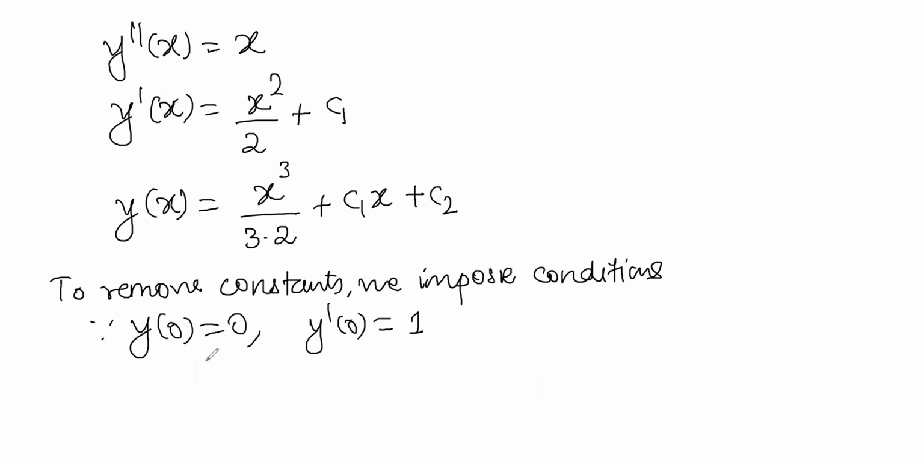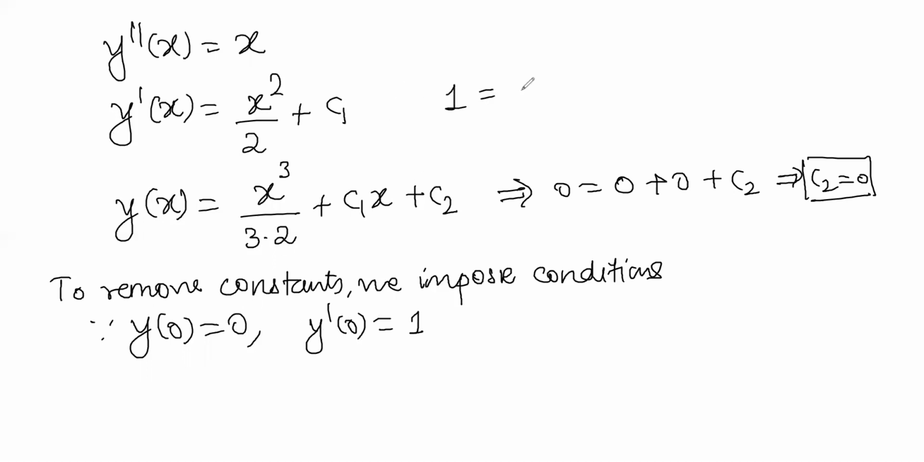Now let's impose these. Since y of 0 equals 0, if I substitute here, this gives me 0 equals 0 plus 0 plus c2. So this implies c2 will be 0. And now if I impose y dash 0, I get 1 equals 0 plus c1. So in that case, c1 will be equal to just 1.